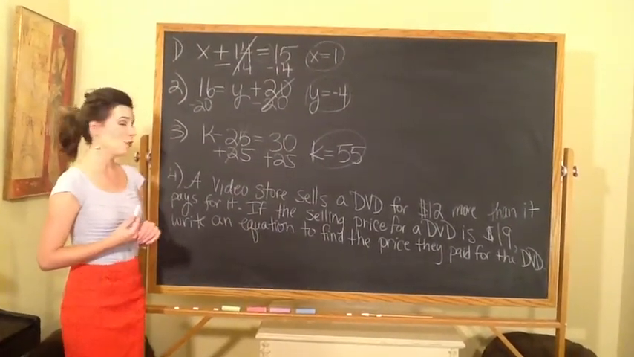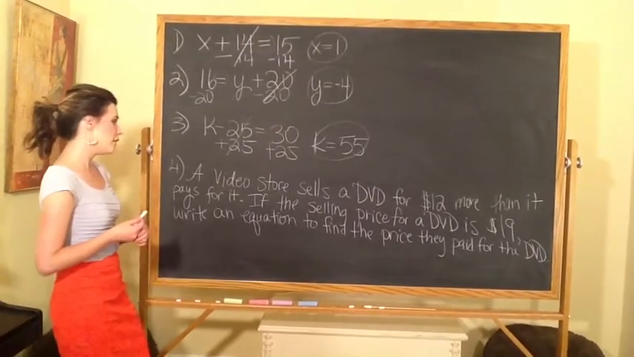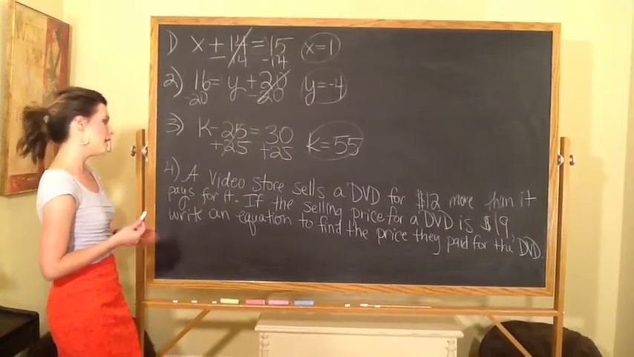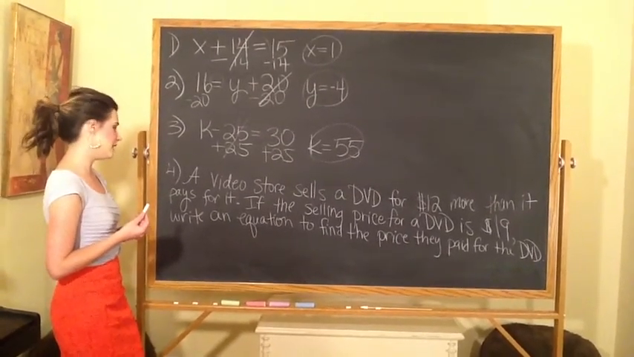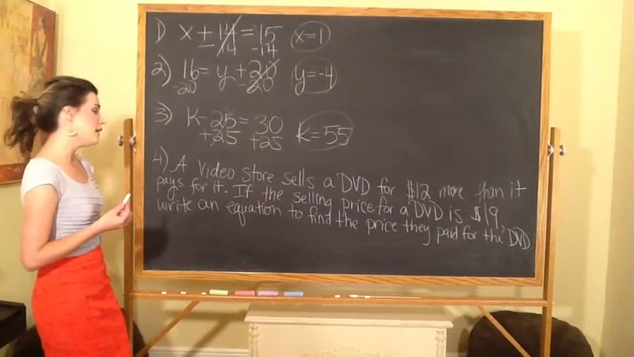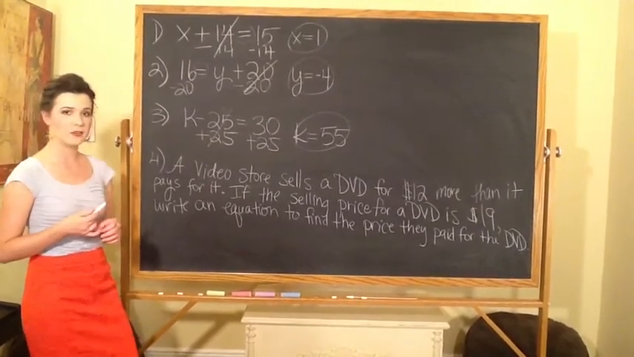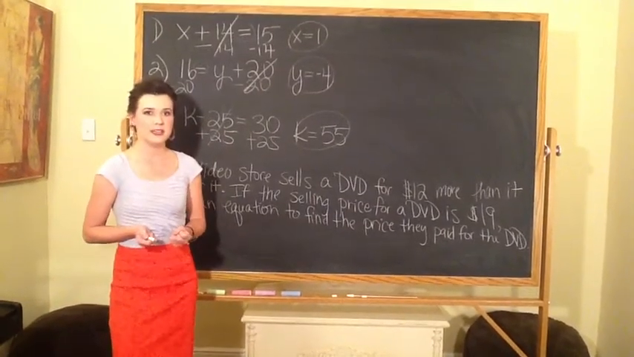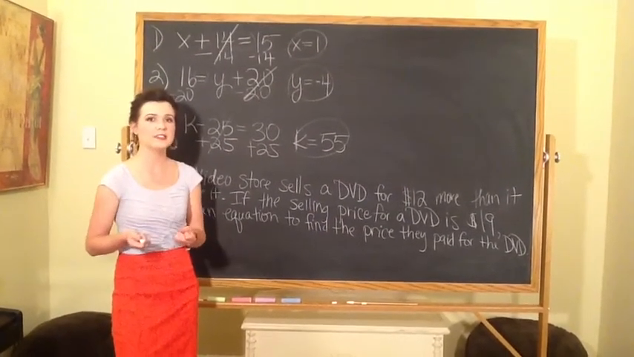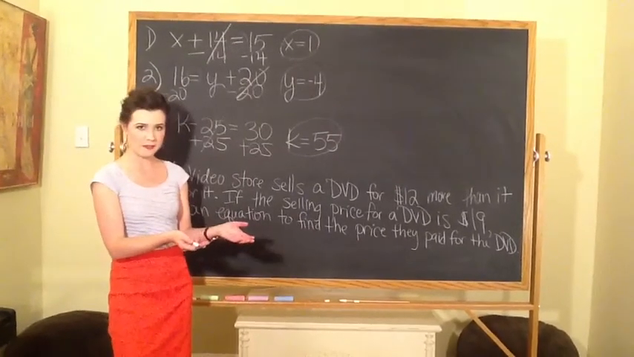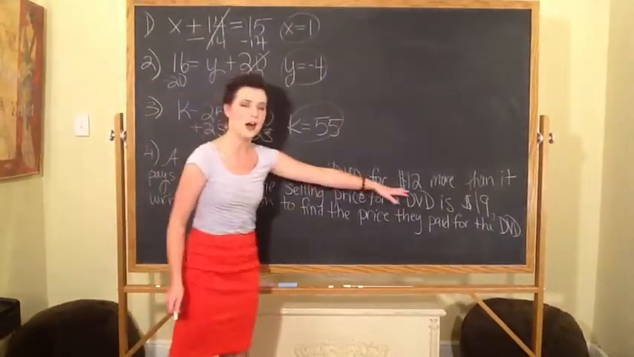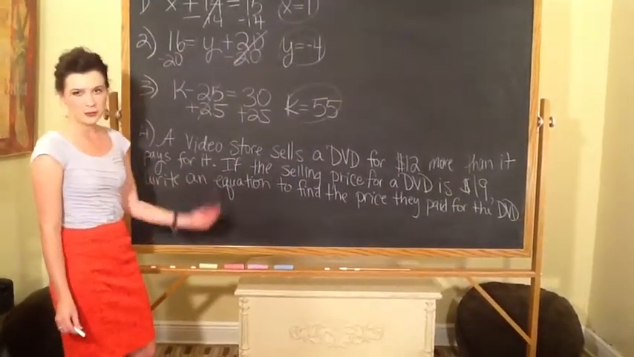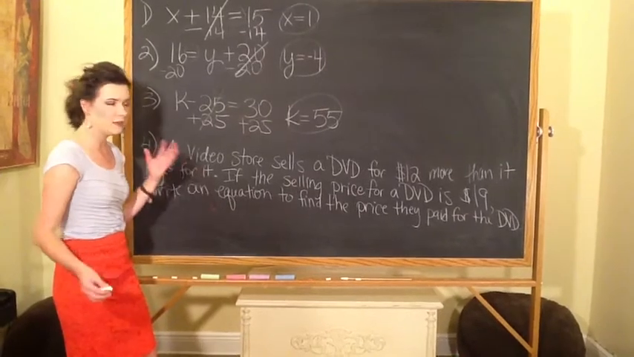Alright, let's look at the word problem. It says a video store sells a DVD for $12 more than it pays for it. If the selling price for a DVD is $19, write an equation to find the price they paid for the DVD. So basically, this video store buys DVDs and adds $12 to the price so that they can sell it for a profit. So they're going to be making $12 off of every DVD. It says that we need to write an equation. So I need to write some kind of equation.